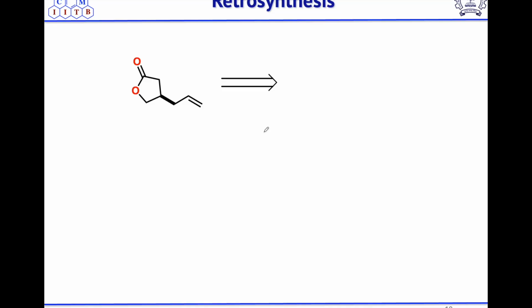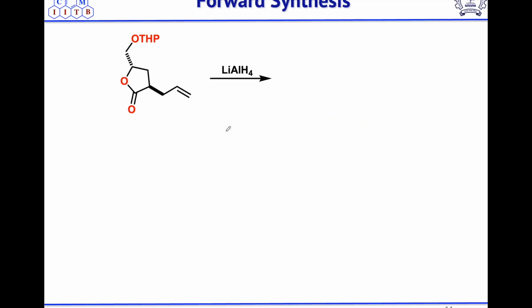Okay, so for this molecule, we have to think about the exact retrosynthetic plan. So this is the target molecule for this retrosynthetic analysis, and the starting material is also given to you. In forward synthesis, how could we convert this starting material to the desired target molecule? So we'll see the forward synthesis.